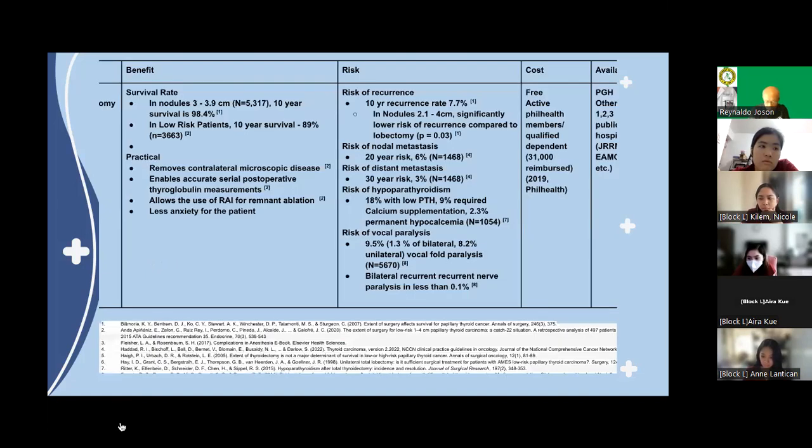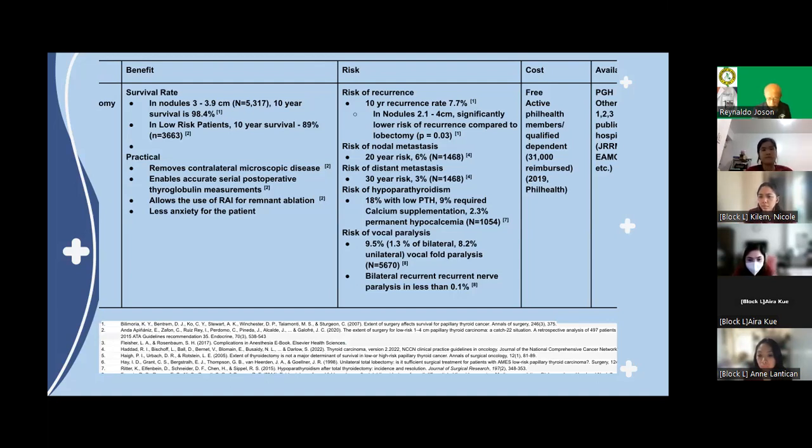So for the benefit, risk, cost, and availability of total thyroidectomy, sorry po, a part of the slide was cut off. For the survival rate benefit, a retrospective study was done by Villamora and others in 2005 comparing the survival and recurrence of total thyroidectomy and lobectomy in a pool of 52,000 patients with PTC. In general, the 10-year survival rate is 95.5% in patients with tumor sizes 3 centimeters to 3.9 centimeters, which our patient belongs to.